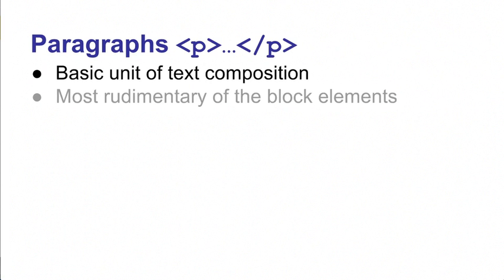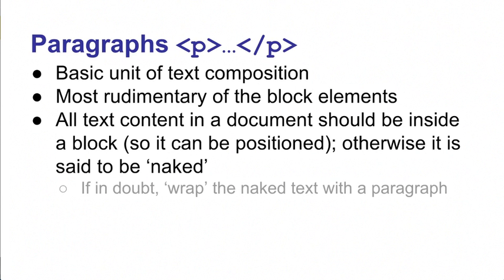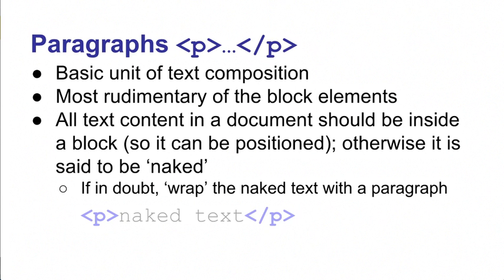The most common block element is the paragraph, which is represented by the somewhat terse P tag. Just like in English composition class, the paragraph is the most basic unit of text composition. In practice, all text in a document should be inside a block so we can position it later. So, whenever we find naked text, we wrap it up in P tags so that they're properly contained in a block.